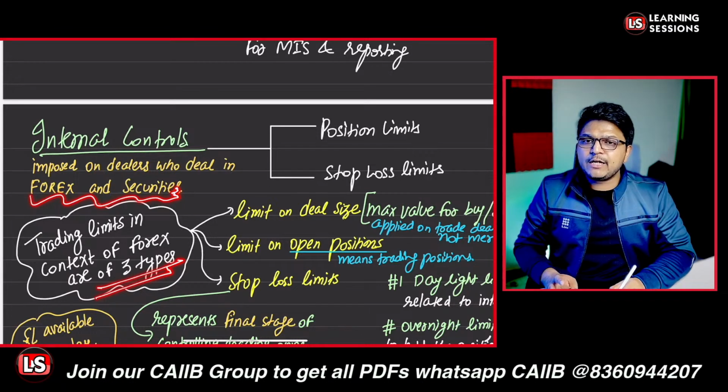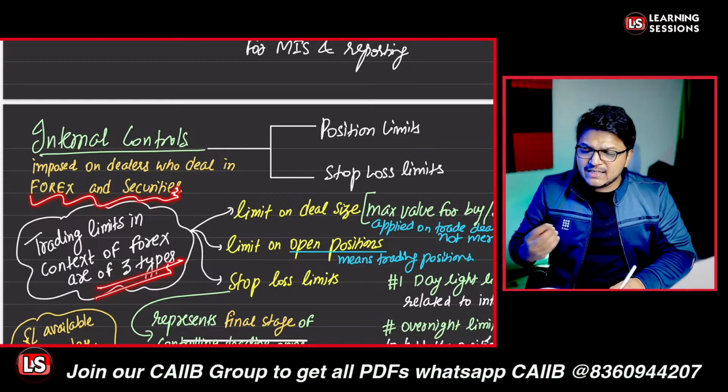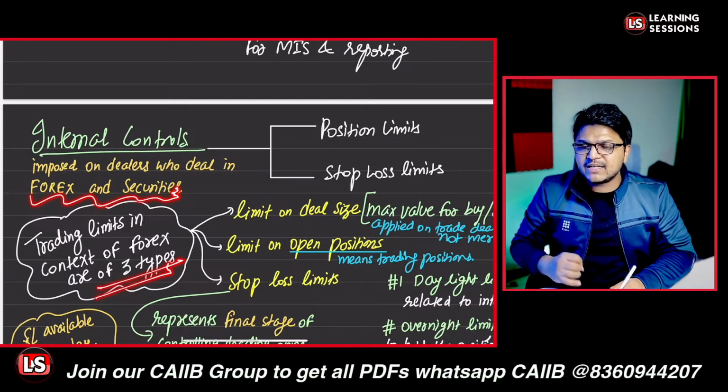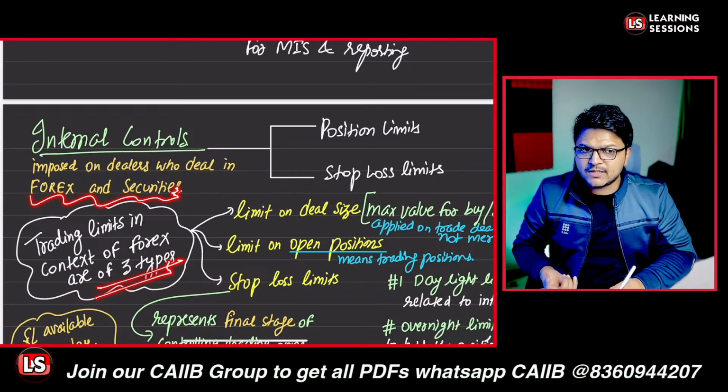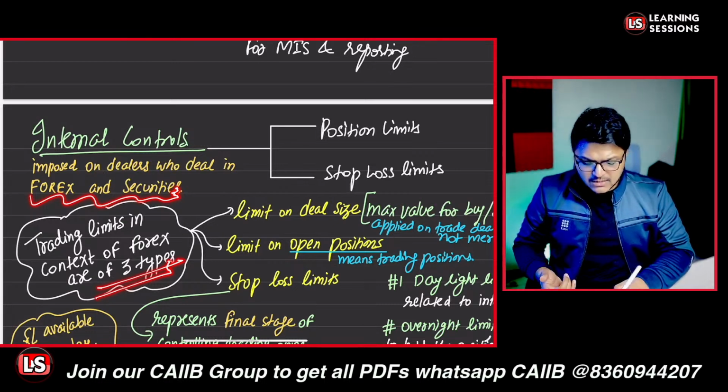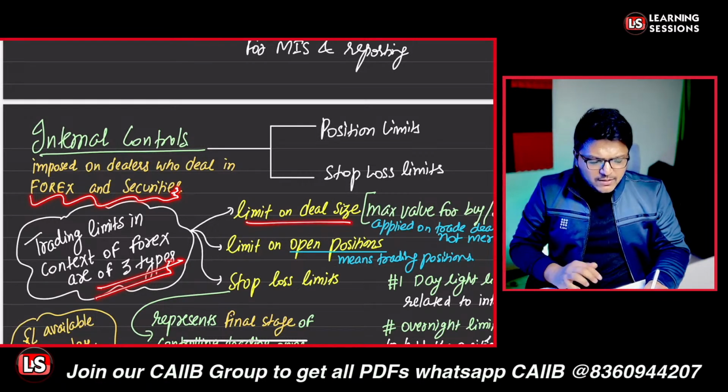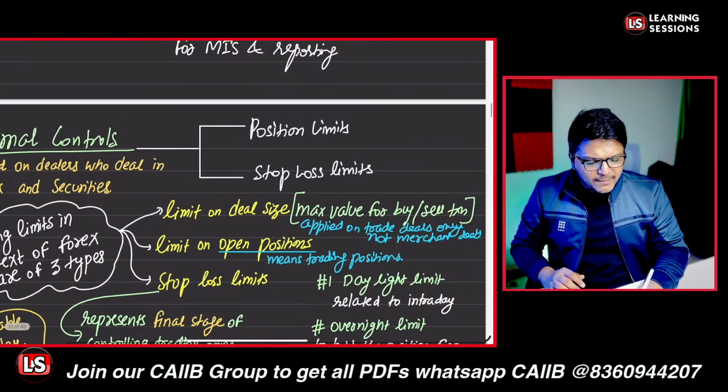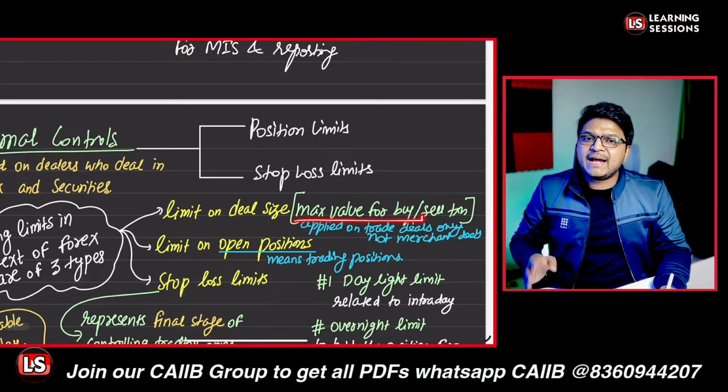First of all, it could be related to a limit on deal size. That is the maximum size of a particular deal you can enter into, let's say it is 20 crore. You cannot enter into a deal which is more than 20 crore. For that purpose, it may be required that you take an approval from the board of directors or anyone else, right? So that may be the case. That's actually related to the limit on deal size. That's actually related to maximum value for buy and sell contract.